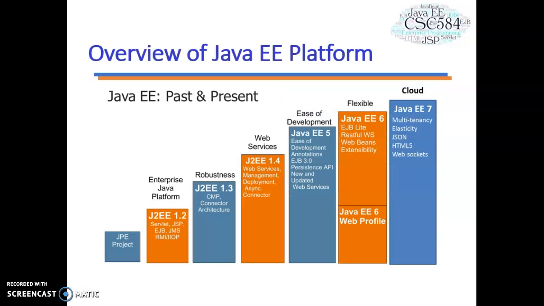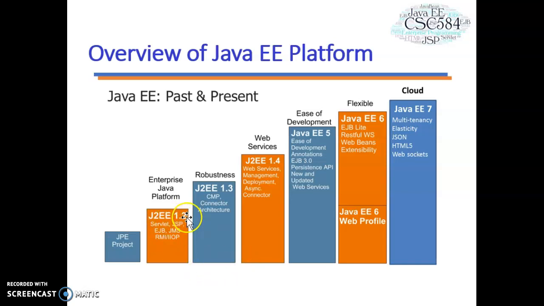Alright, let's look at the overview of the changes made to the Java EE platform. This diagram gives an overview of the important changes made to the EE platform since the release of the first version in December 1999. This diagram highlights the updates and also the major improvements in each version.